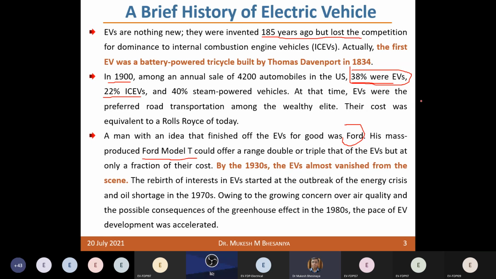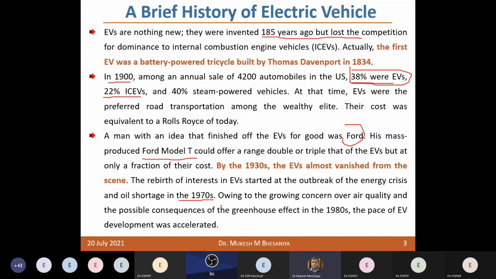Then the rebirth of interest in the EV started at the outbreak of the energy crisis and oil shortages in the 1970s. People slowly started talking about these electric vehicles, and the main concern at that time was pollution. And presently, apart from pollution, all the federal governments across the world have an ambitious target for EVs in the coming years.